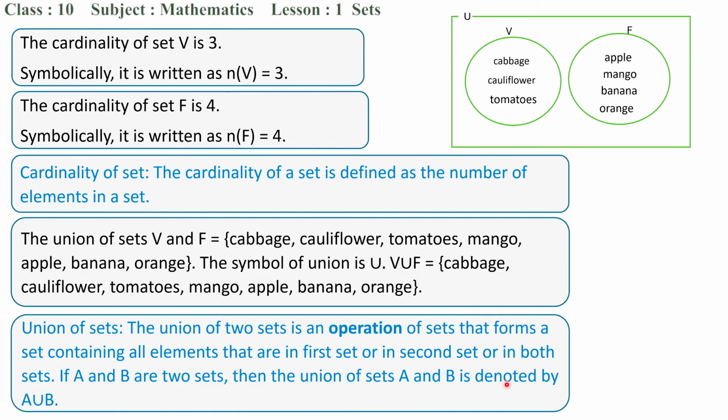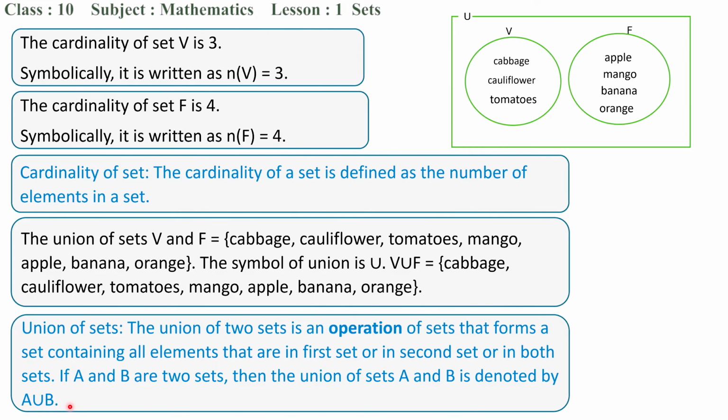Both sets means what? If the sets overlap, it means the sets have some common elements; that is known as both. So if A and B are two sets, then the union of sets A and B is denoted by A union B. From this example, what do we say for the union of the two sets B and F? B union F. Yes, if the sets are denoted by A and B, then we can say A union B. So it is clear, the union of sets.